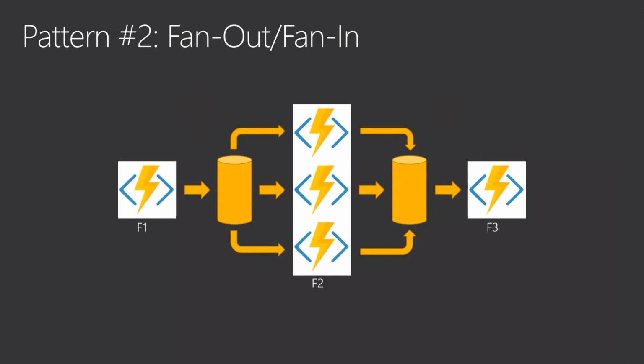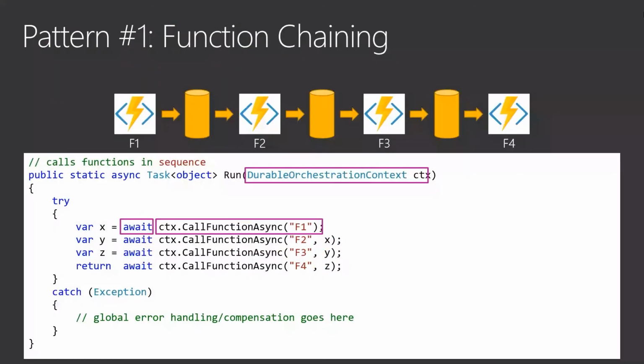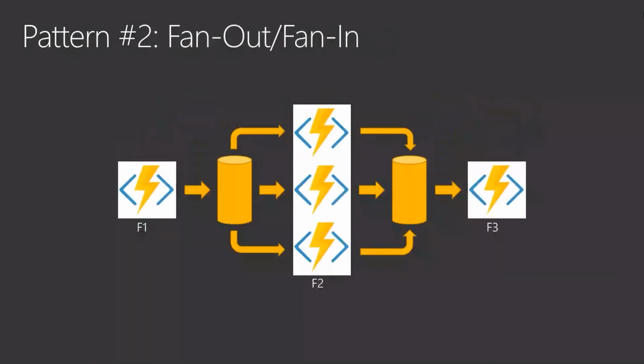Here's the one that I really like, because while function chaining does things one at a time, you're not really scaling. But fan out, fan in, oh, that's a different story. As you can see here, we have three functions running side by side, but we're in the cloud. We don't have to limit ourselves to three. We can scale to all of the functions, all the code.